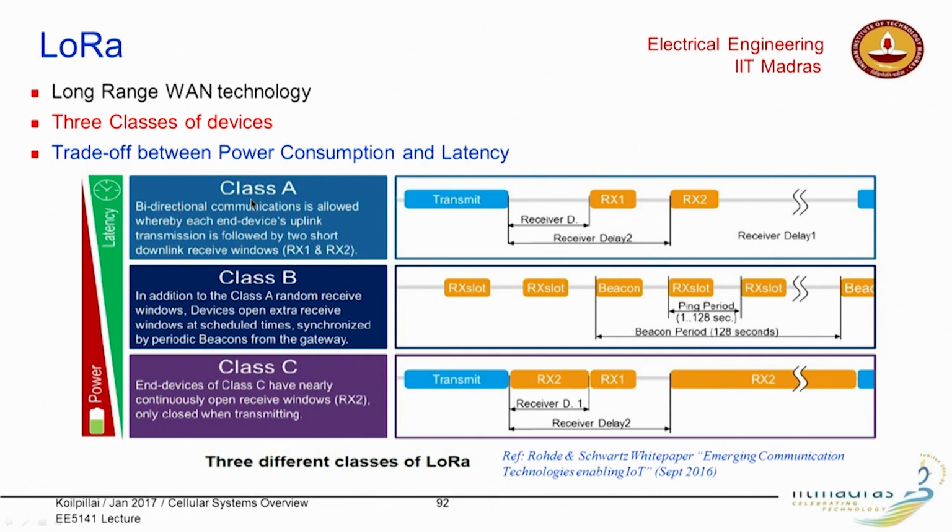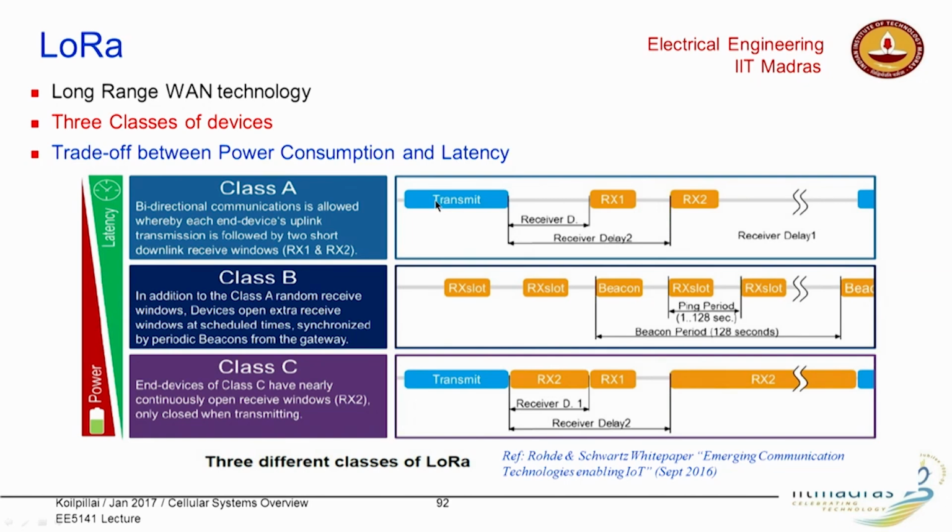So class A is very low power but may incur large latency. Class C on the other hand is the one that is very low latency but will require more power, but still overall it is low power, but there is still optimization within that. How does that optimization occur? So the optimization basically says that you transmit and then you shut off everything. You periodically wake up only twice to see if there is any downlink transmission.